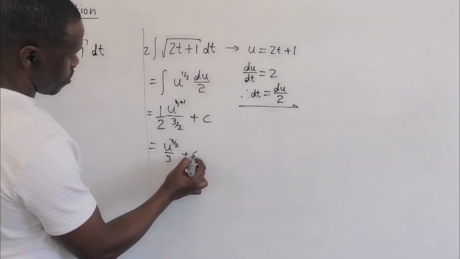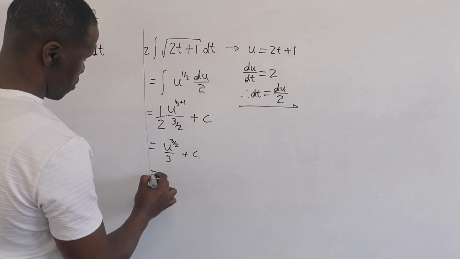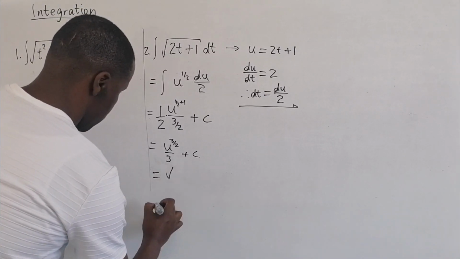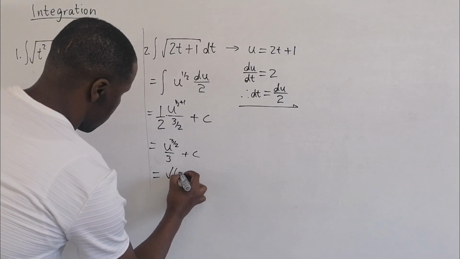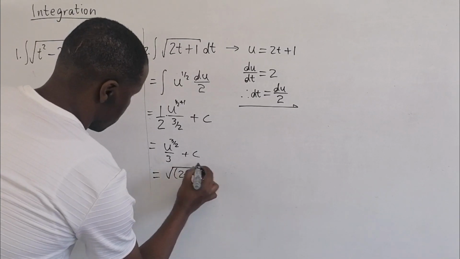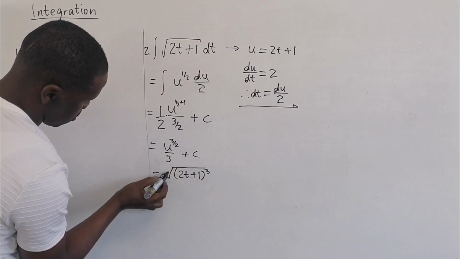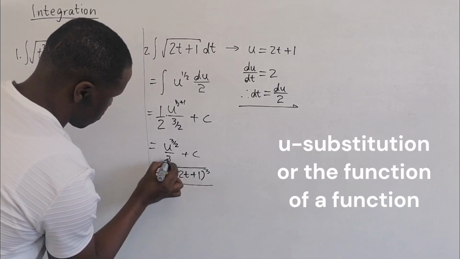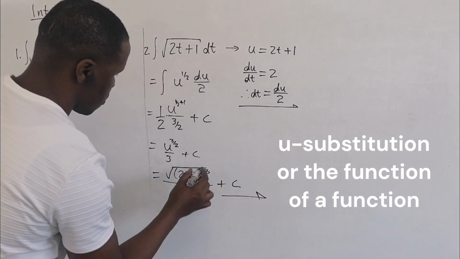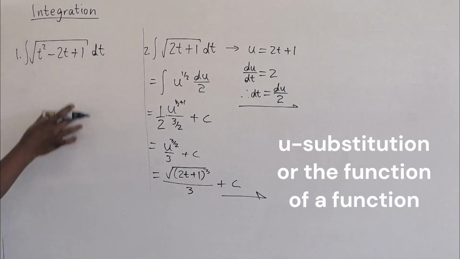But it does not end here. We still need to substitute by the value of u, because we have an equivalent for that u. So let's do the substitution. Always keep in mind that when the exponent is a fraction, you need to put the numerator on top of the bracket, and then the denominator will go to that. Don't forget to divide by 3. This is an integration. You must always have plus c. So this is what is known as a function of a function.